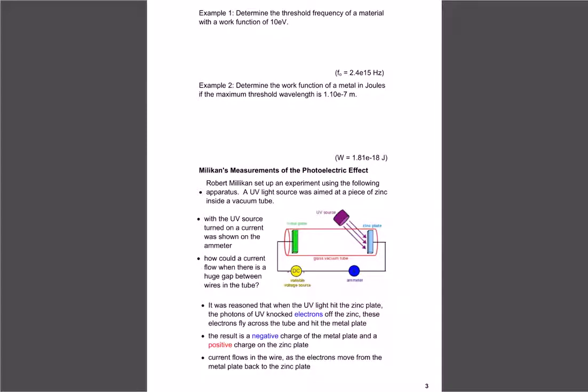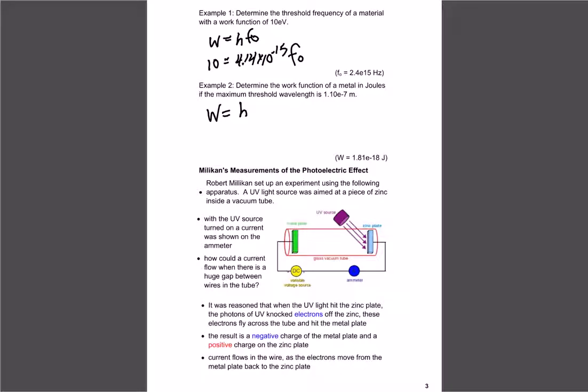So let's do a calculation. It's asking what is the threshold frequency. So we just have to go work equals h f0. Because they're giving us it in electron volts, let's use our h in electron volts, so 4.14. And we just divide those, solve for our threshold frequency, and that gives us 2.4 to the negative 15. Next example, it's asking what's the work function if the maximum wavelength is 1.1.